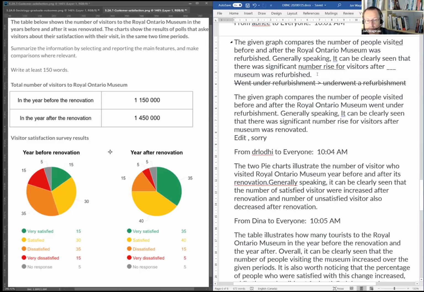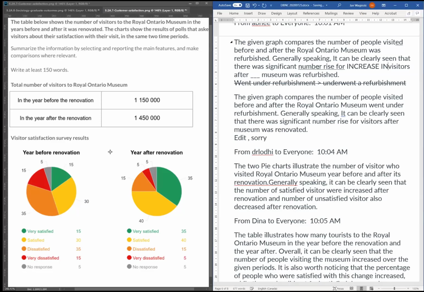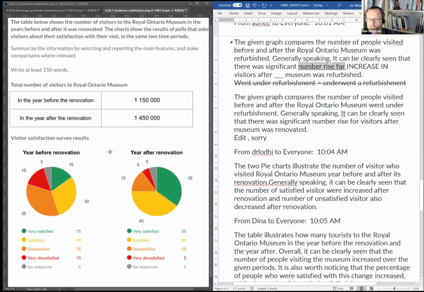Yeah, good, it's fine. And what you're missing: significant number rise for? I don't know if that's right or wrong. It's awkward. What's the simplest possible way to describe what happened? It's a significant increase in the number of the visitors. Yeah, there's a significant increase in visitors. Done. Okay.